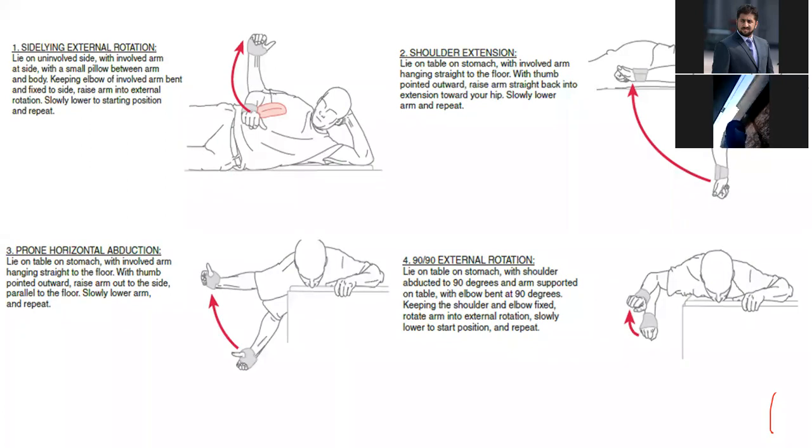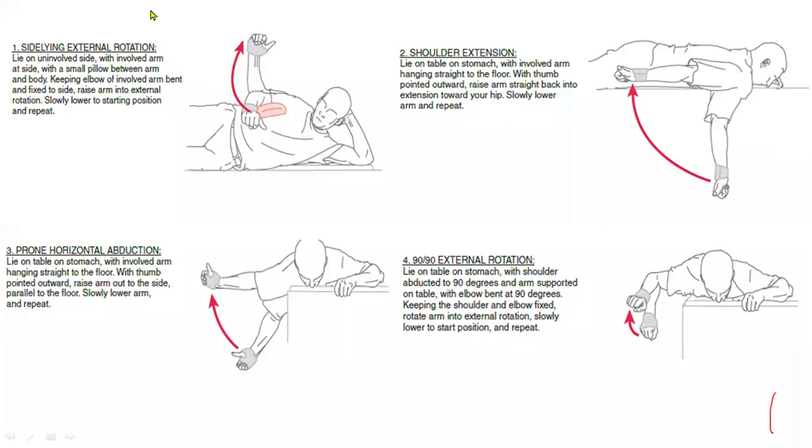Similarly, there may be the shoulder external rotation extension as well, in which the patient will lie supine on their stomach, and their involved side will be hanging off the table towards the floor, while the thumb will be pointed outward. It means that there will be an external rotation.